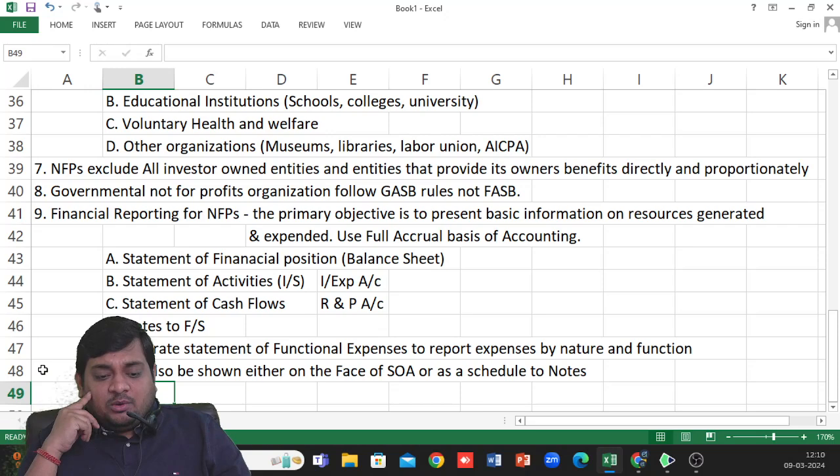Now what I will be doing, I will be taking each topic one after another. First I will explain how to prepare the balance sheet, then I will go for the statement of activities, then I will go for the statement of cash flows, right? So like this we will move on.